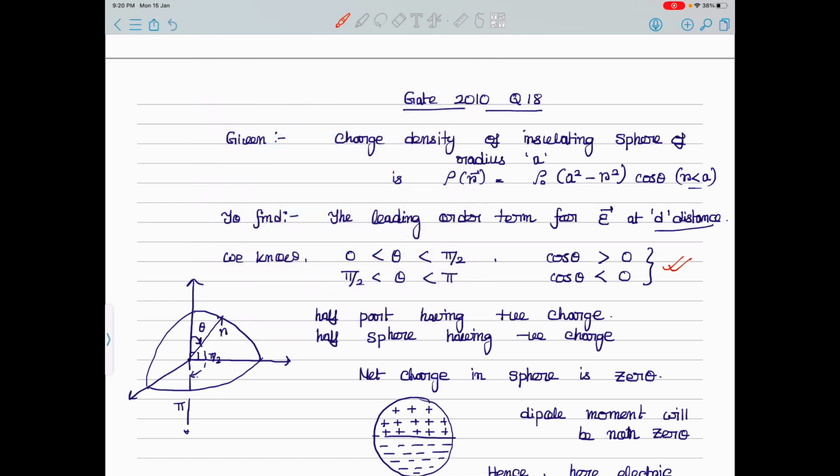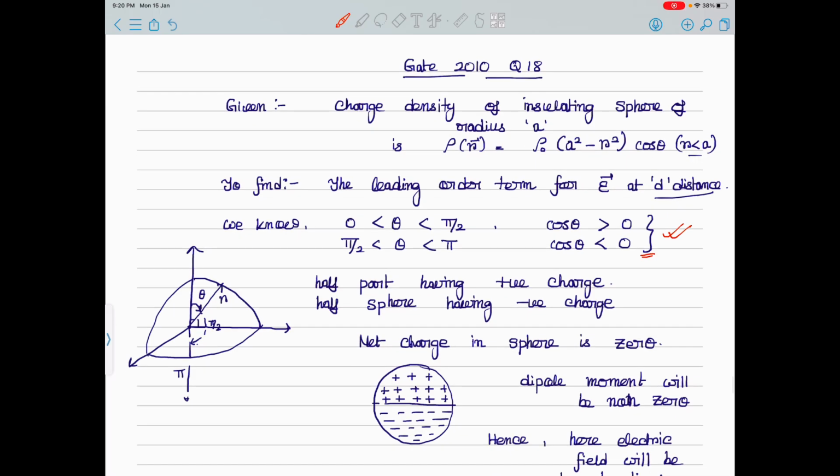So intuitively we can tell that half part of the sphere will be positive and half part will be negative. So the net charge in the sphere is 0, but the dipole moment will be non-zero. This kind of configuration will be there, where this is your theta. For theta from 0 to pi by 2, you will have positive charges in the upper hemisphere, whereas in the lower hemisphere you will have negative charges.